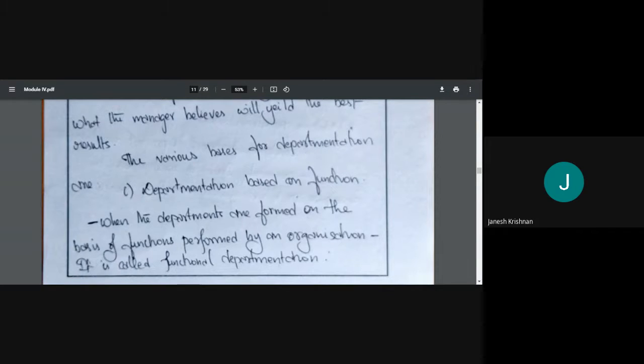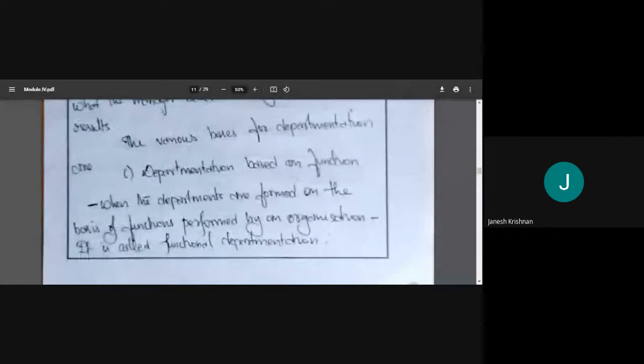So in functional departmentation, what will happen? Everything under marketing: market research, market planning, then advertisement, sales, everything will come under marketing. So based on the function, you are dealing with market, you will come under marketing like that. Based on the function, it will be categorized and departmentalized. Okay, so that's based on function.